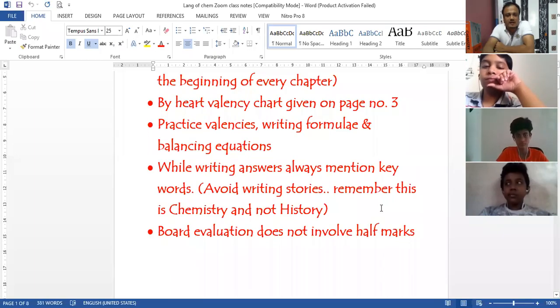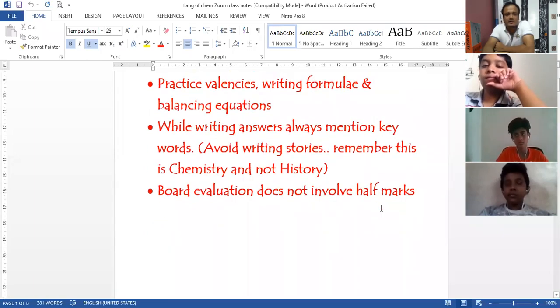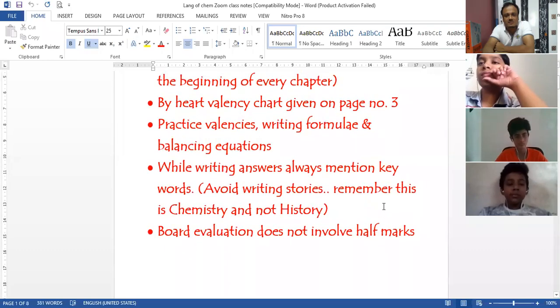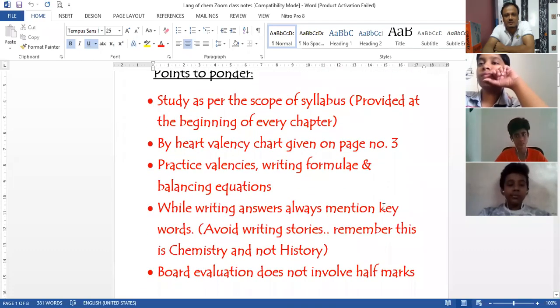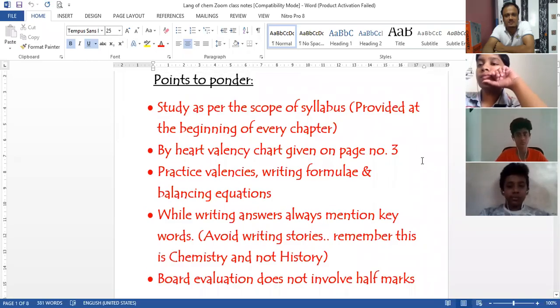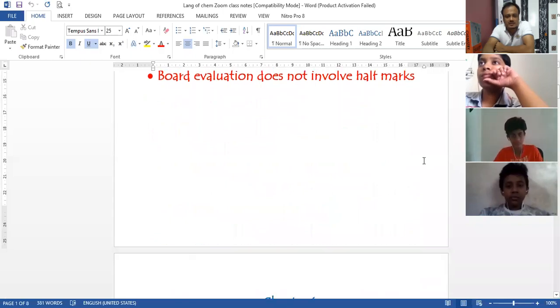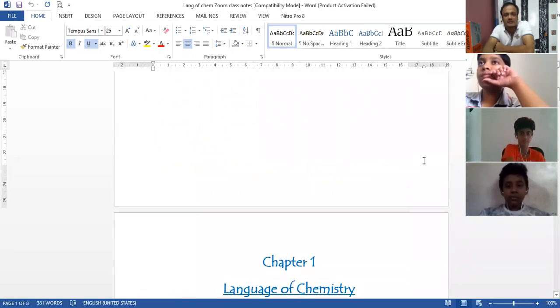Okay, and the most important thing is the last point, that board evaluation does not have any half marks. So if your answer is half correct, you still get a 0. So you have to make sure that your answer is completely correct. So these are the things which you have to remember when we are studying chemistry grade 9. By the way, chemistry grade 9 is quite simple. You don't have to worry about it because you all studied almost everything. Conditions apply again, that is if you have studied.